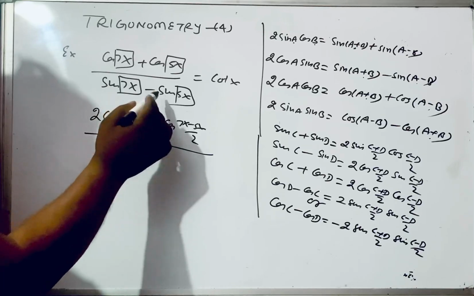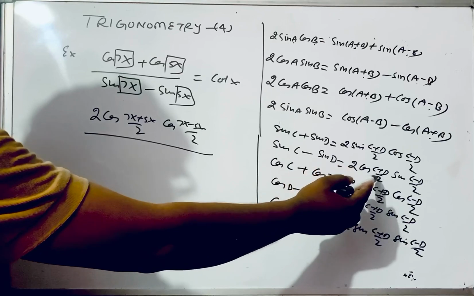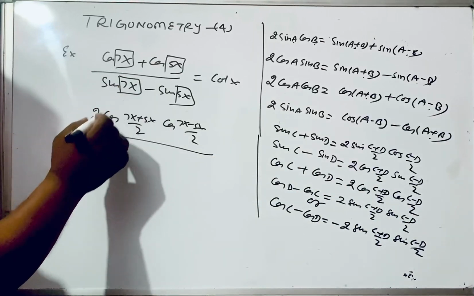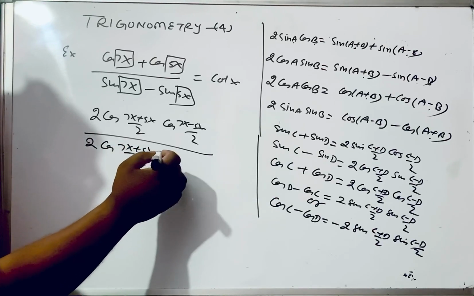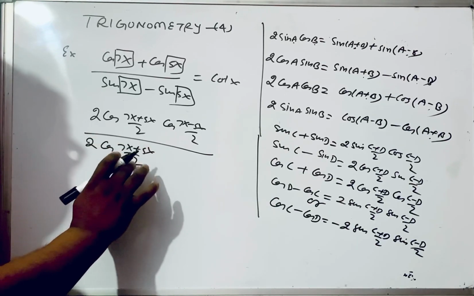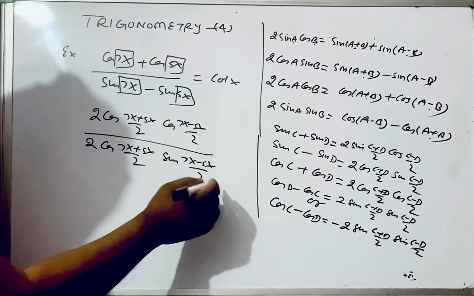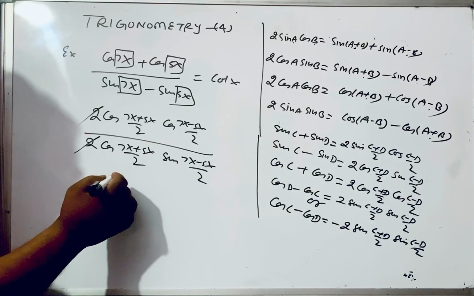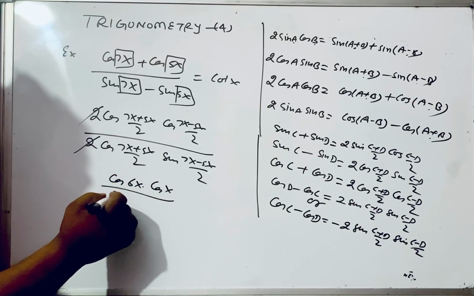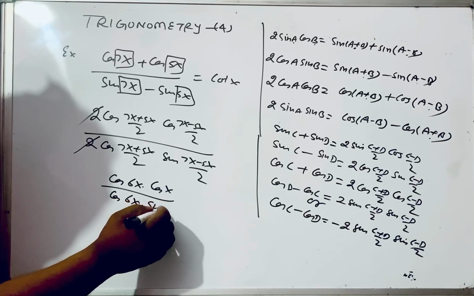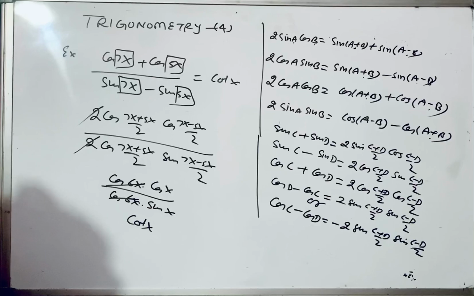And here sin c minus sin d. What is the formula of sin c minus sin d? It is 2 cos c plus d by 2 sin c minus d by 2. So 2 cos 7x plus 5x by 2 into sin 7x minus 5x by 2. This is 6x into x, 6x. What is cos x upon sin x? This is cot x. Proved.